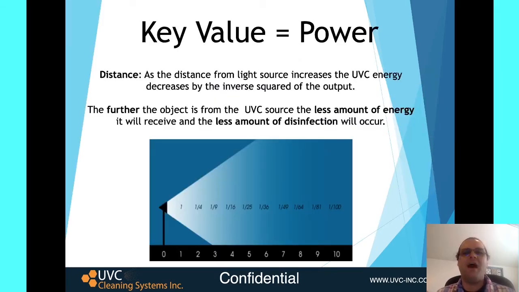One of the key factors when using UVC is the value of power. As the distance from the light source increases, the UVC energy decreases by the inverse square of the output. The further the object is from the UVC source, the less amount of energy it will receive and the less amount of disinfection will occur. The limit on most of our mobile products ranges from anywhere between 10 and 16 feet.